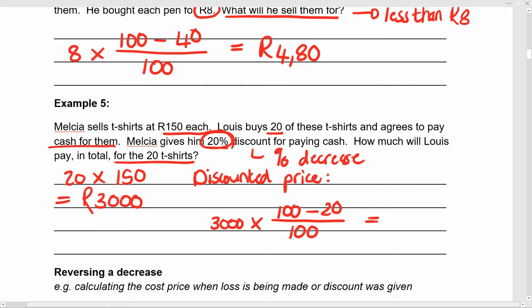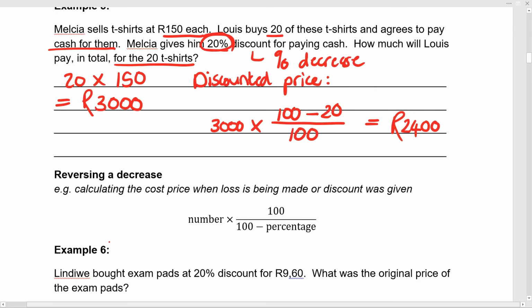Again, pause the video, type this into your calculator, and make sure that you're getting the same thing as I am. I get 2,400 Rand, which is 20% less than 3,000. Moving on to reversing.